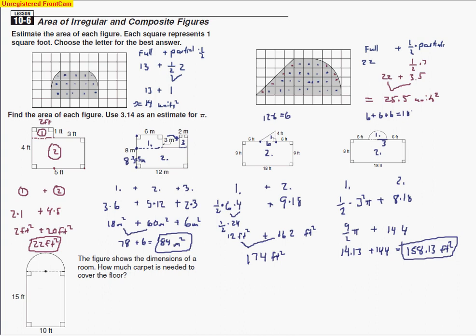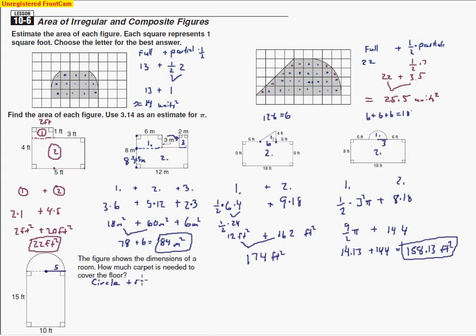Let's take a look at our last problem here. It's one in which we have a rectangle and a circle. But just as before, the circle is not a full circle. It's only half of a circle. So what we need to do is find the radius. Now notice that the distance from here to here is going to be 10, because I look down and see the distance down below is 10. So that means this is 5. The radius is 5.